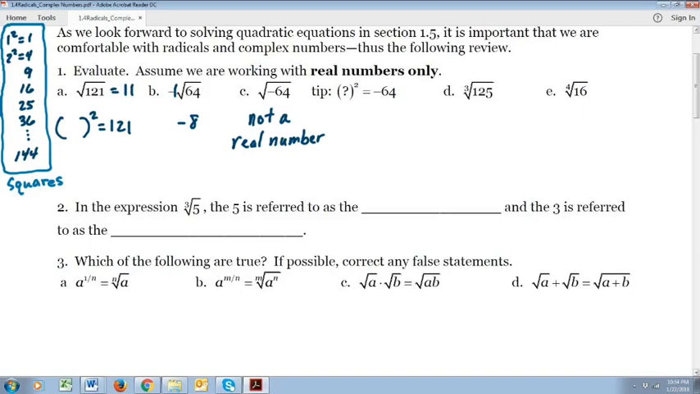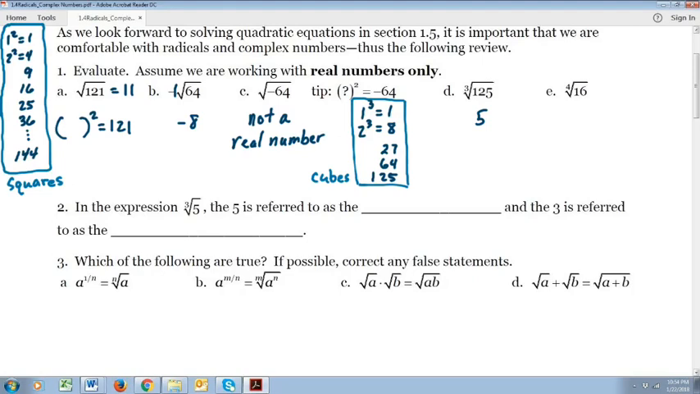Let's look at letter D. Now we're looking to find the cube root of 125. So we're looking for some number that you cube to get 125. So here are our perfect cubes. Notice 125 is 5 cubed, and so the number that you cube to get 125 is 5. So you've got to know your perfect cubes when you're doing cube roots.